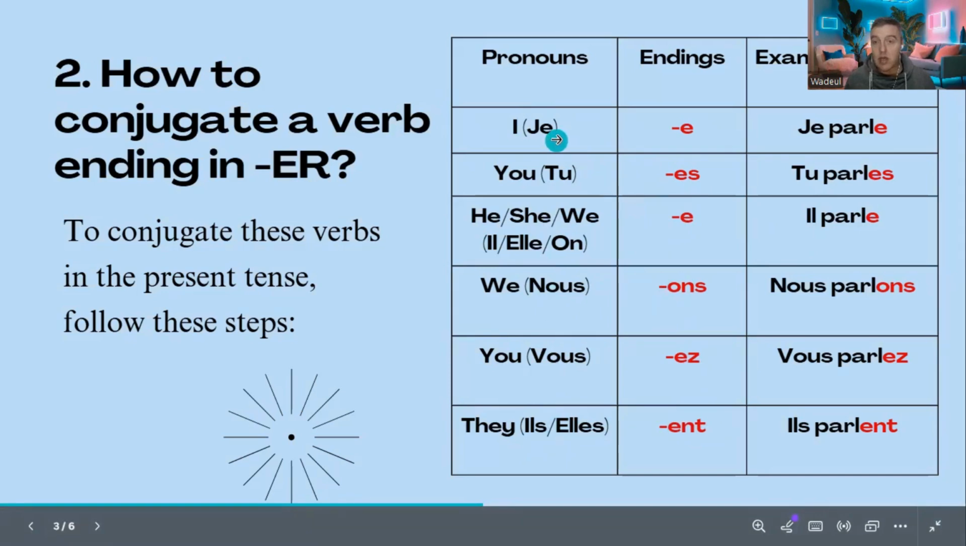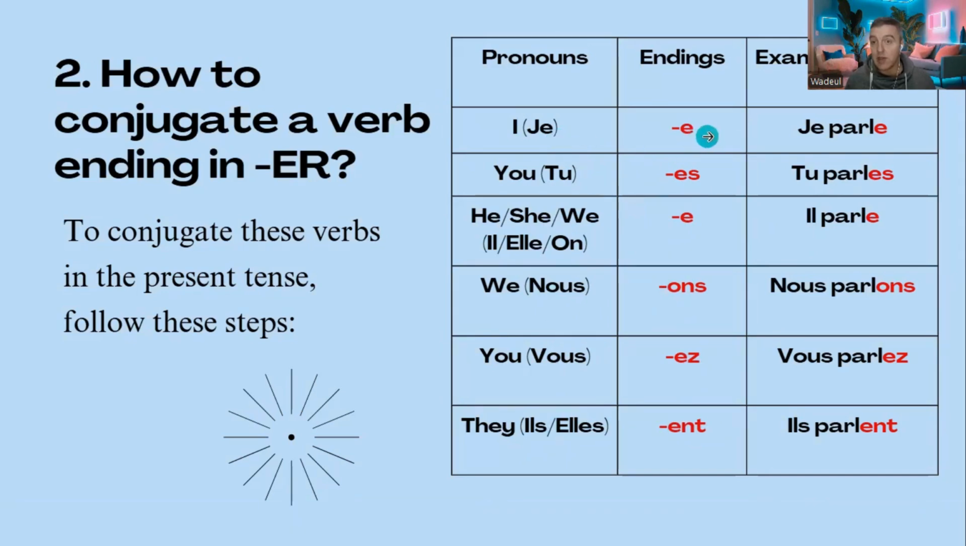So you have the ending: you have to take off the er and replace it with the ending. So you remember the verb parler with er at the end. When you start to conjugate it, it changes. For example, je parle, now you have it. Tu parles, yes. Il parle, elle parle, on parle. Nous parlons. Vous parlez.